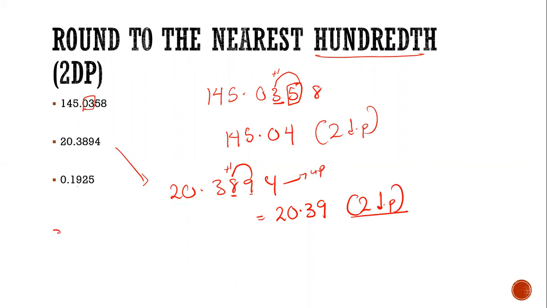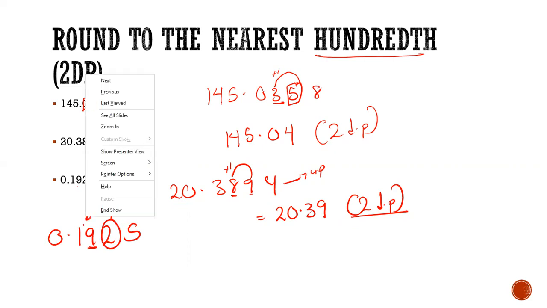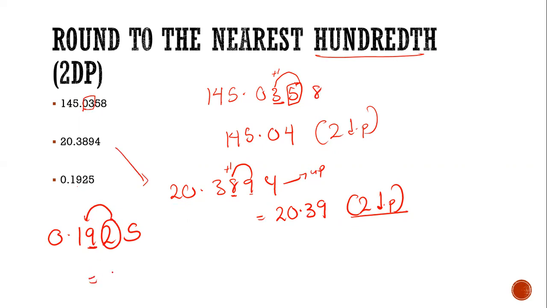And then 0.1925. So the nearest 100, the 100 here is 9, second decimal place. What's the number after the 9? It is 2. Is 2 5 or more? No. So we round this down. Okay, there's nothing to add. We round this down to 0.1900. But since it's 2 decimal places, we can ignore the remaining parts and just write 0.19, 2 decimal places.